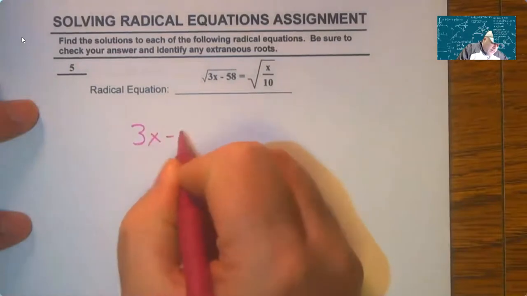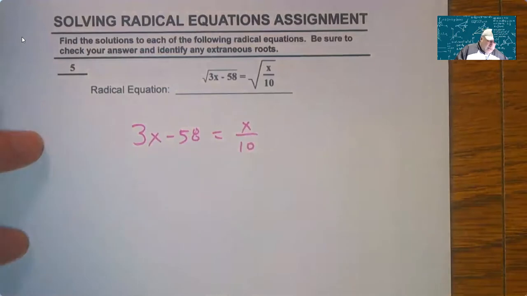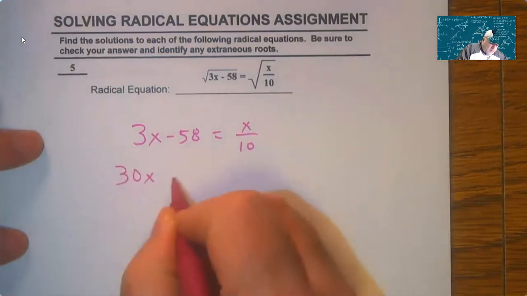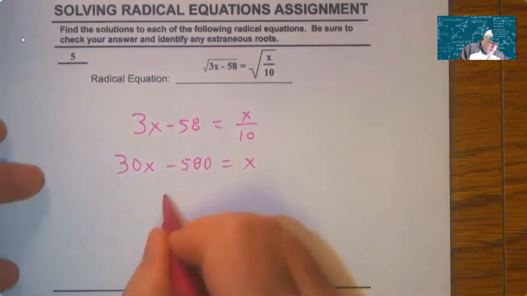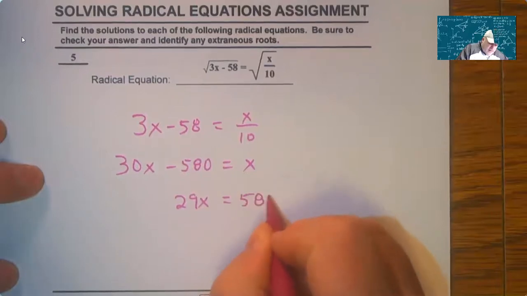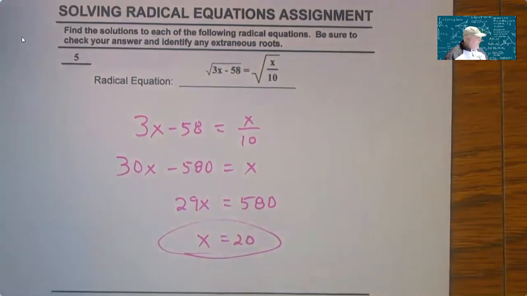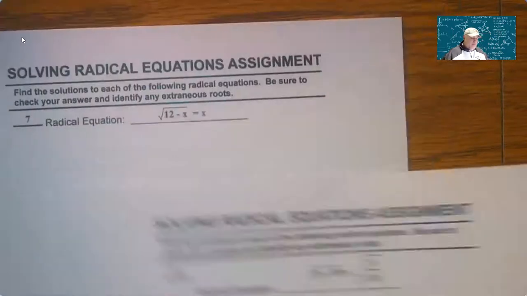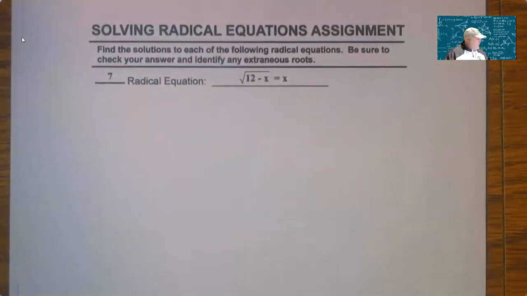So 3x minus 58 equals x over 10. Multiply everything by 10. So 30x minus 580 equals x. So 29x equals 580. And x is 20. And that indeed will work. So the calculator table always tells the truth if you are ever in doubt about a solution.